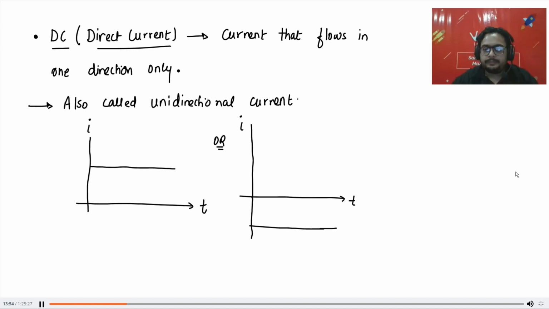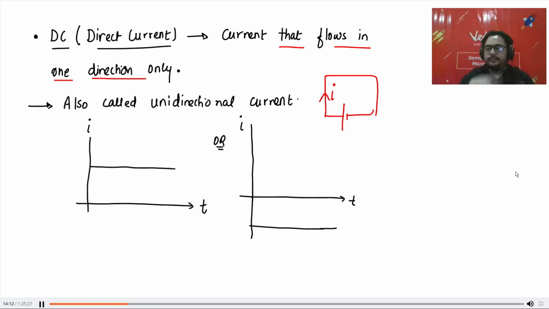Okay. Chalo. So what is DC current? DC current is direct current. Any current that flows in one direction only is called direct current. So if you have a circuit like this, and if current is flowing clockwise only, then it is called direct current. If it flows anti-clockwise only, it is direct current. So you can draw it like this or like this. In the second diagram, I have drawn current negative.